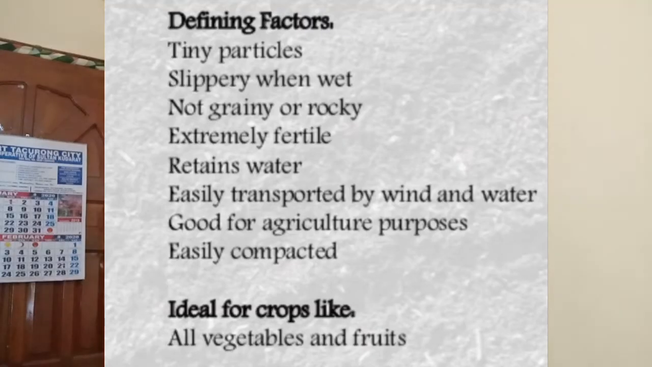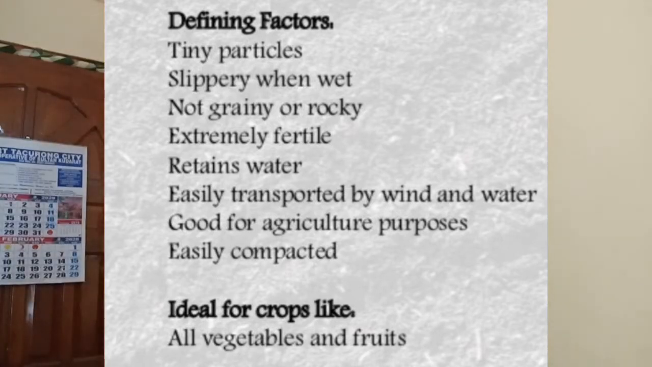It has tiny particles, slippery when wet, not grainy or rocky, extremely fertile, retains water, easily transported by wind and water, good for agricultural purposes, easily compacted. It is ideal for crops like all vegetables and fruits.